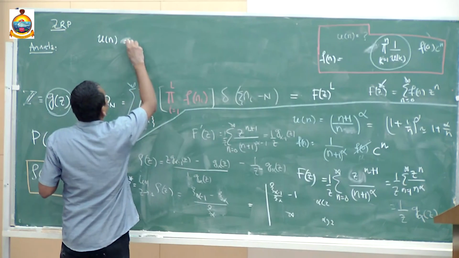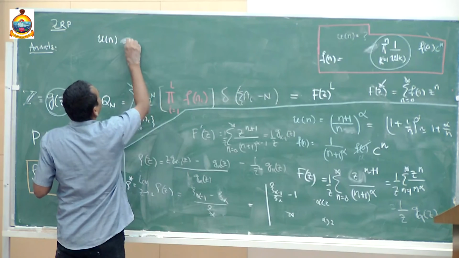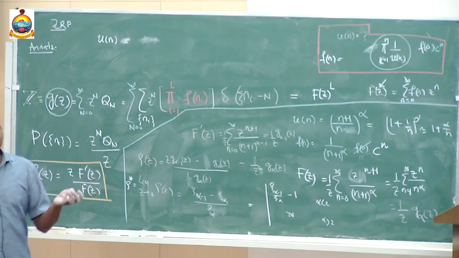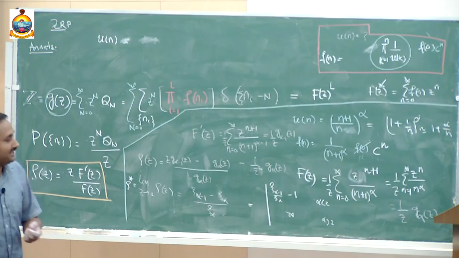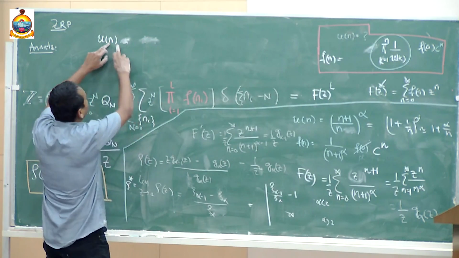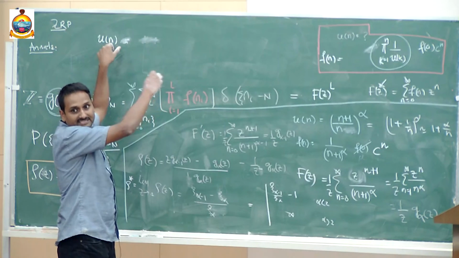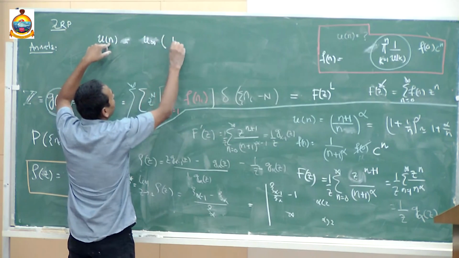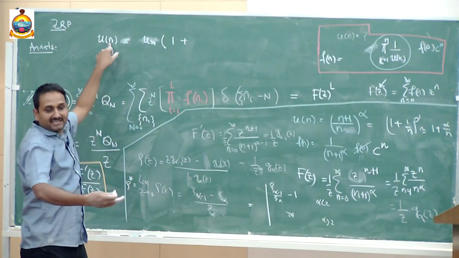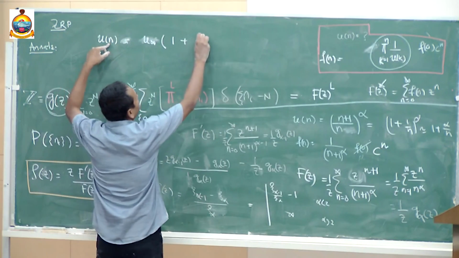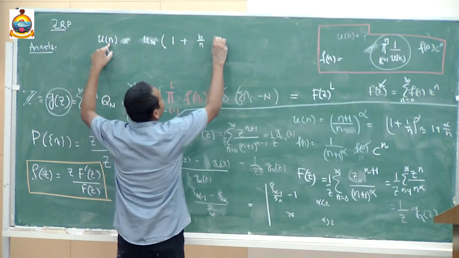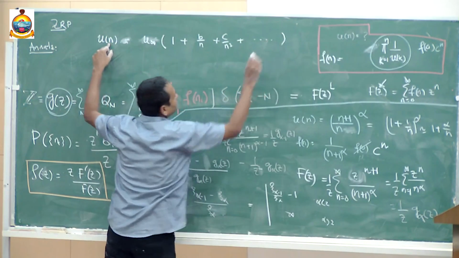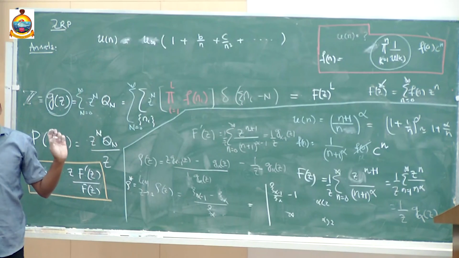Proportional to, okay. So any function u_n, you expand it around n equal to infinity. At n equal to infinity, this is going to a constant. So there is some constant term u_infinity, times 1 plus, if you are expanding around n equal to infinity, the first term is some b by n plus c by n squared plus some other terms, okay.